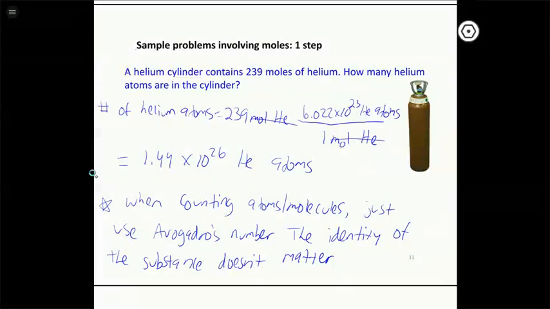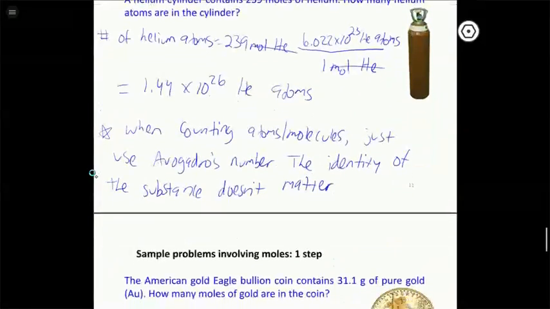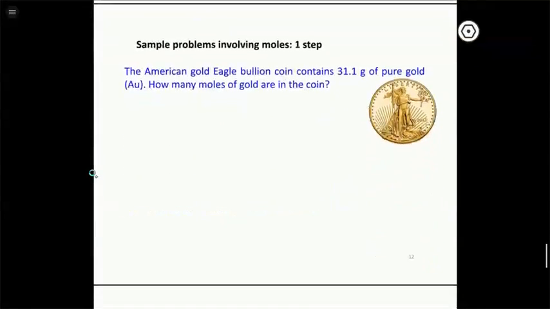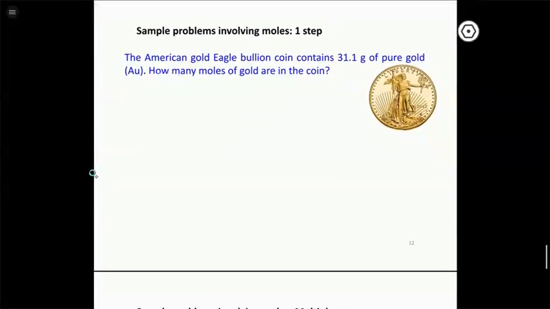All right, so some people that are worried about the stability of their local currency invest in gold. So if you have an American Gold Eagle bullion coin, it contains 31.1 grams of pure gold, and we want to know how many moles of gold are in the coin. Again, this is a pretty straightforward conversion, but this time we're given the mass of a substance, so we have to use the mass of an element. We have to use its atomic mass to convert between grams and moles.